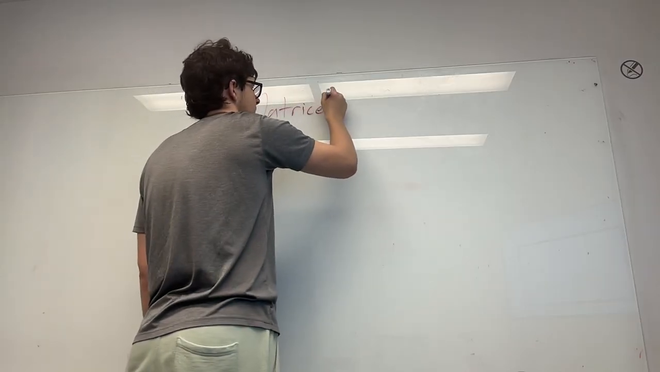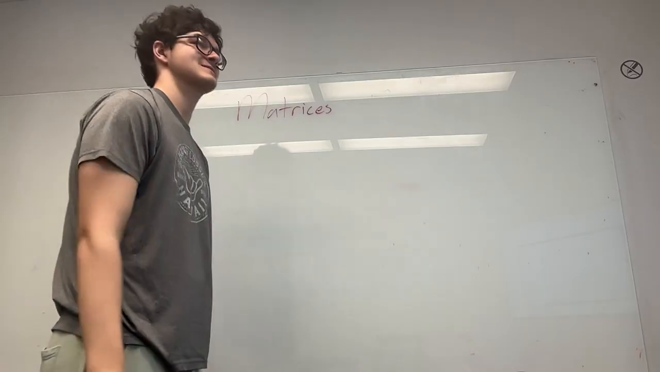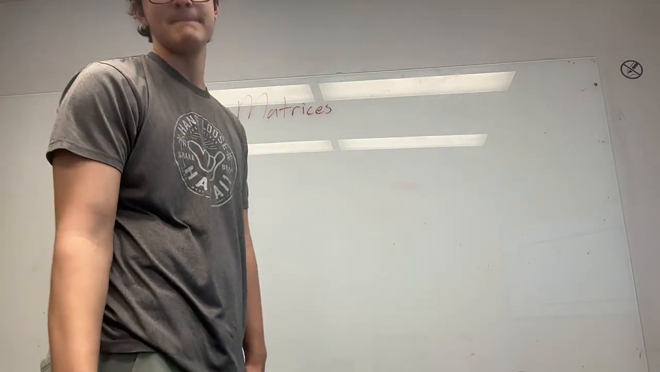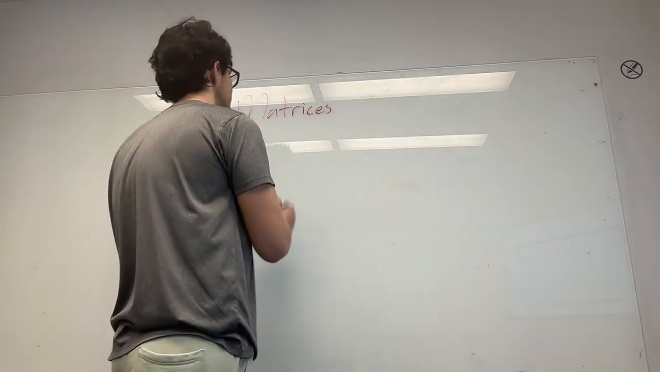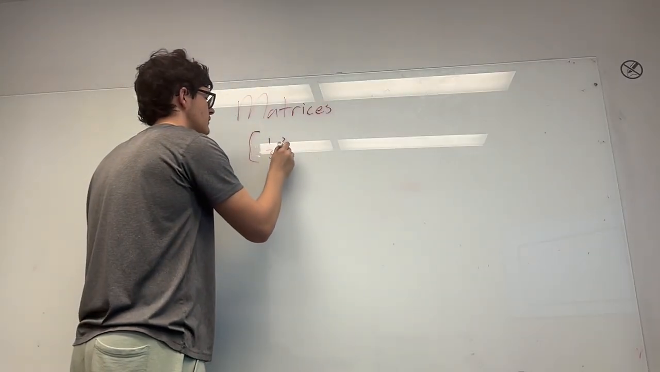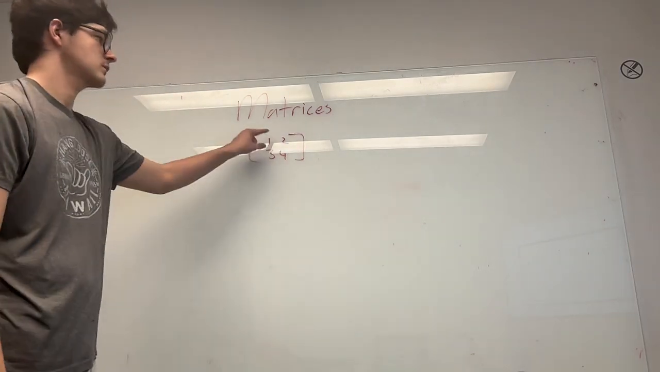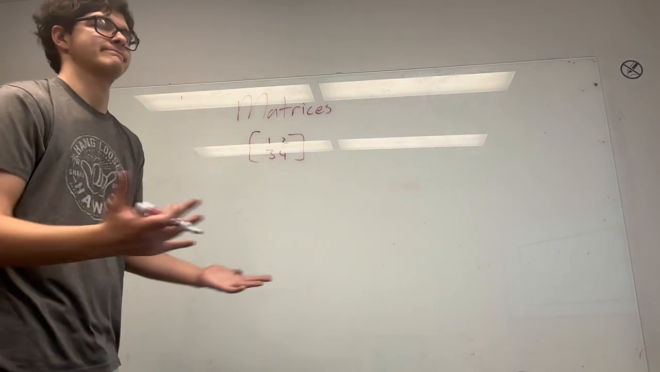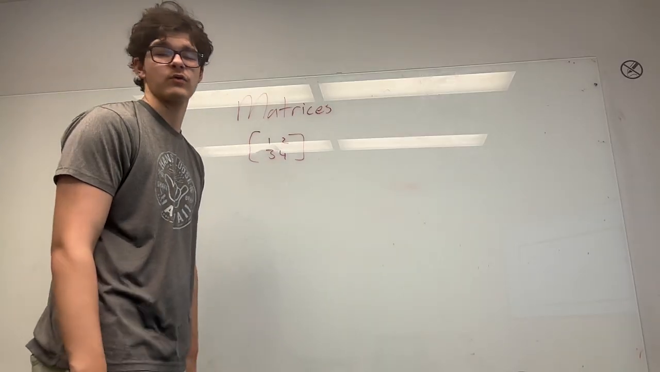Matrices. Plural. Or just singular matrix. A matrix is just a bigger vector. What does that mean? An example of a matrix is like 1, 2, 3, 4. Okay? It's just, you know, it's wider. That's all it is. But why do we use them? What are they for? You know?